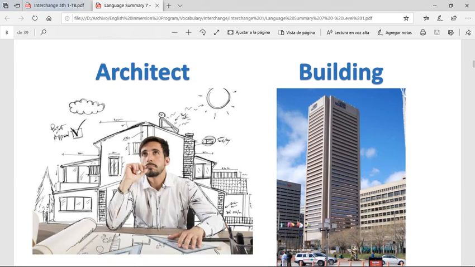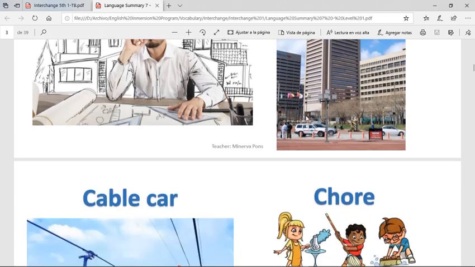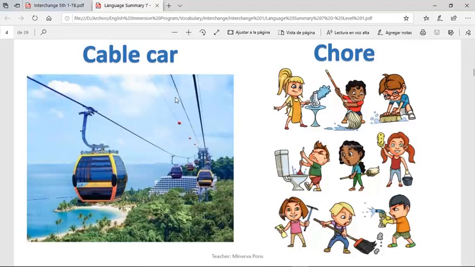Architect: the person that plans the blueprints of houses and buildings. A building is like this big structure. Cable car. These are cable cars. Chores. Those are all of the types of duties or types of work that we do at home. Those are called the chores.